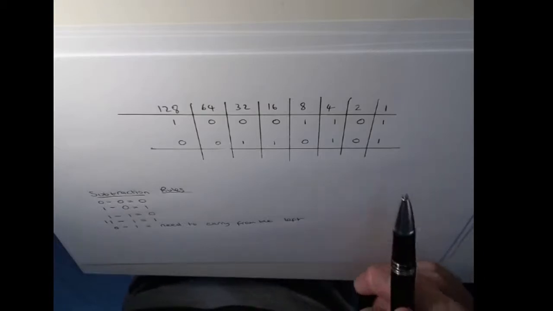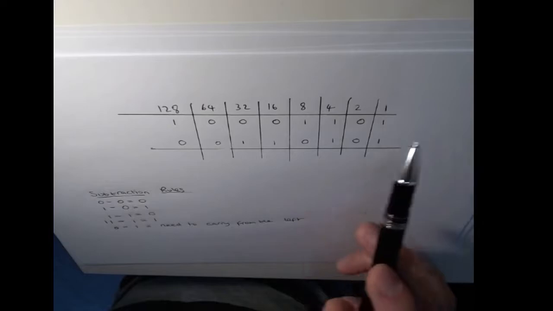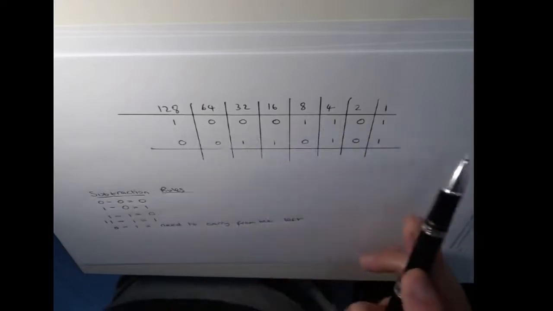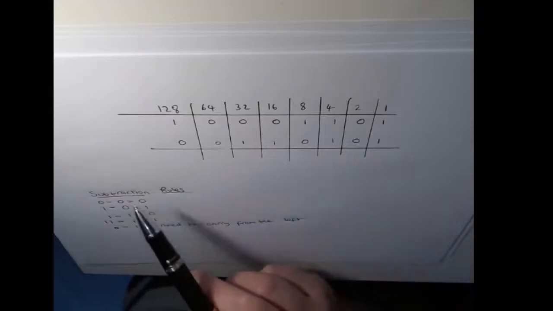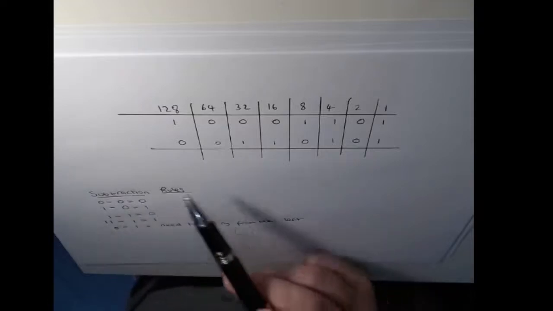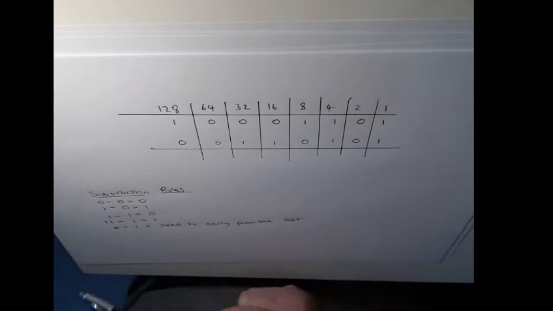Okay, so to start off, I've got my headings written along the top. Always have your binary headings because we need those to be able to do our working out. I've got my subtraction rules written down here, and I'm going to use these as I go through the sum.